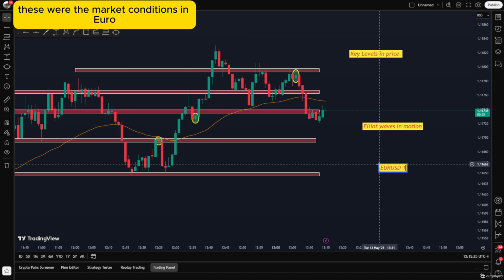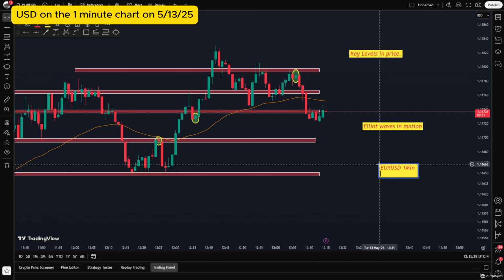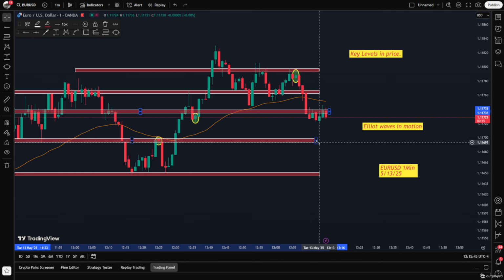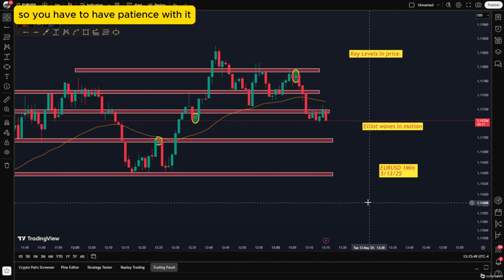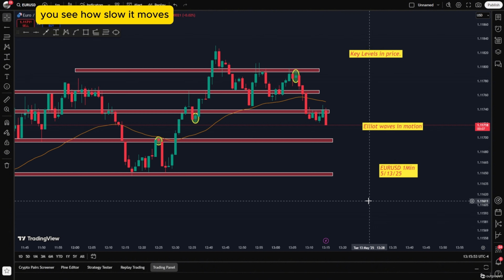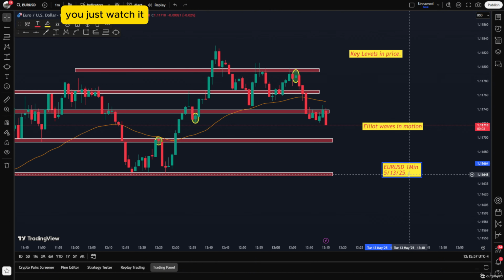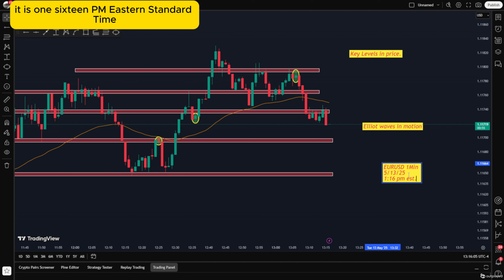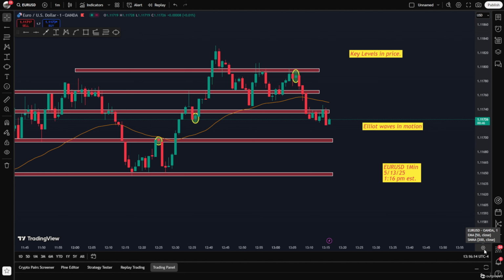These were the market conditions in Euro USD on the 1 minute chart on 5/13/25. So you have to have patience with it. You see how slow it moves? You just watch it. It is 1:16 p.m. Eastern Standard Time.